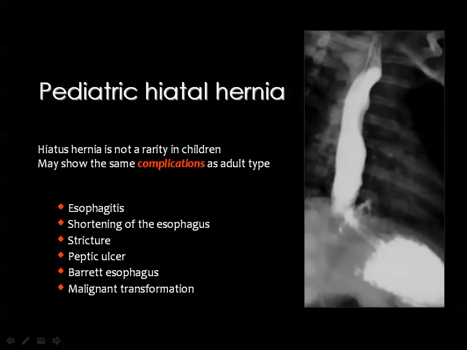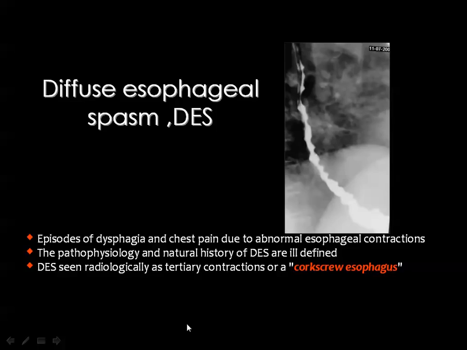Also, hiatus hernia can be identified in the pediatric age group, and it has the same complications in children as those in adults, including esophagitis, shortening of the esophagus, stricture, peptic ulceration, and malignant transformation. Then diffuse esophageal spasm, meaning that there is incoordination of the contractions and relaxations of the esophageal wall, resulting in the appearance of corkscrew esophagus, and this will result in episodes of dysphagia and chest pain due to abnormal esophageal contractions.